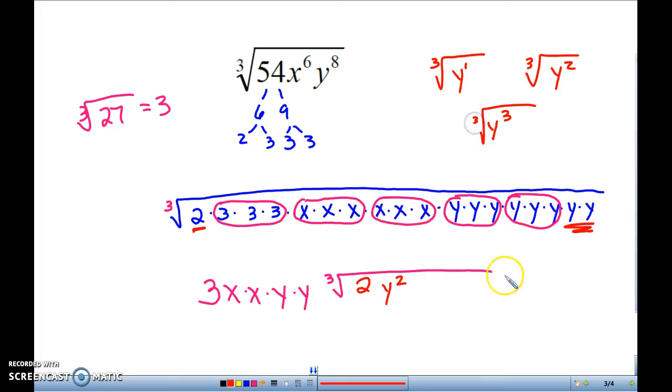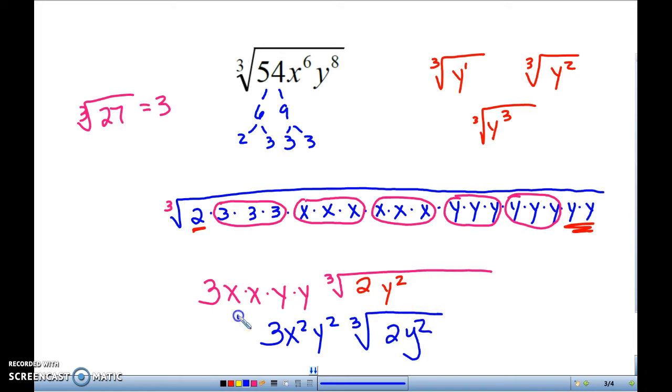Okay? All right. So let's go ahead and finish this up. If I put it all back together, I have 3x squared y, the cube root of 2y squared. And that's going to be your final answer.